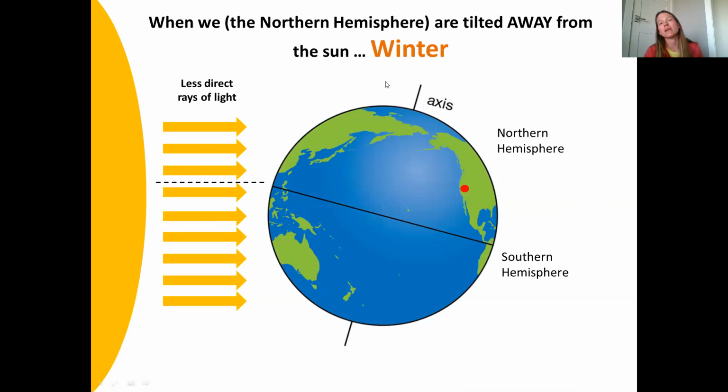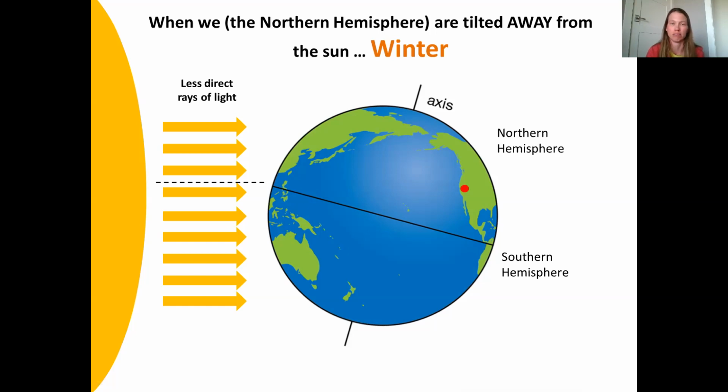When we are tilted away from the sun like this and are receiving less direct rays of light, this means that the northern hemisphere, or us here in California, are experiencing the season of winter. We are experiencing winter when we are tilted away from the sun.